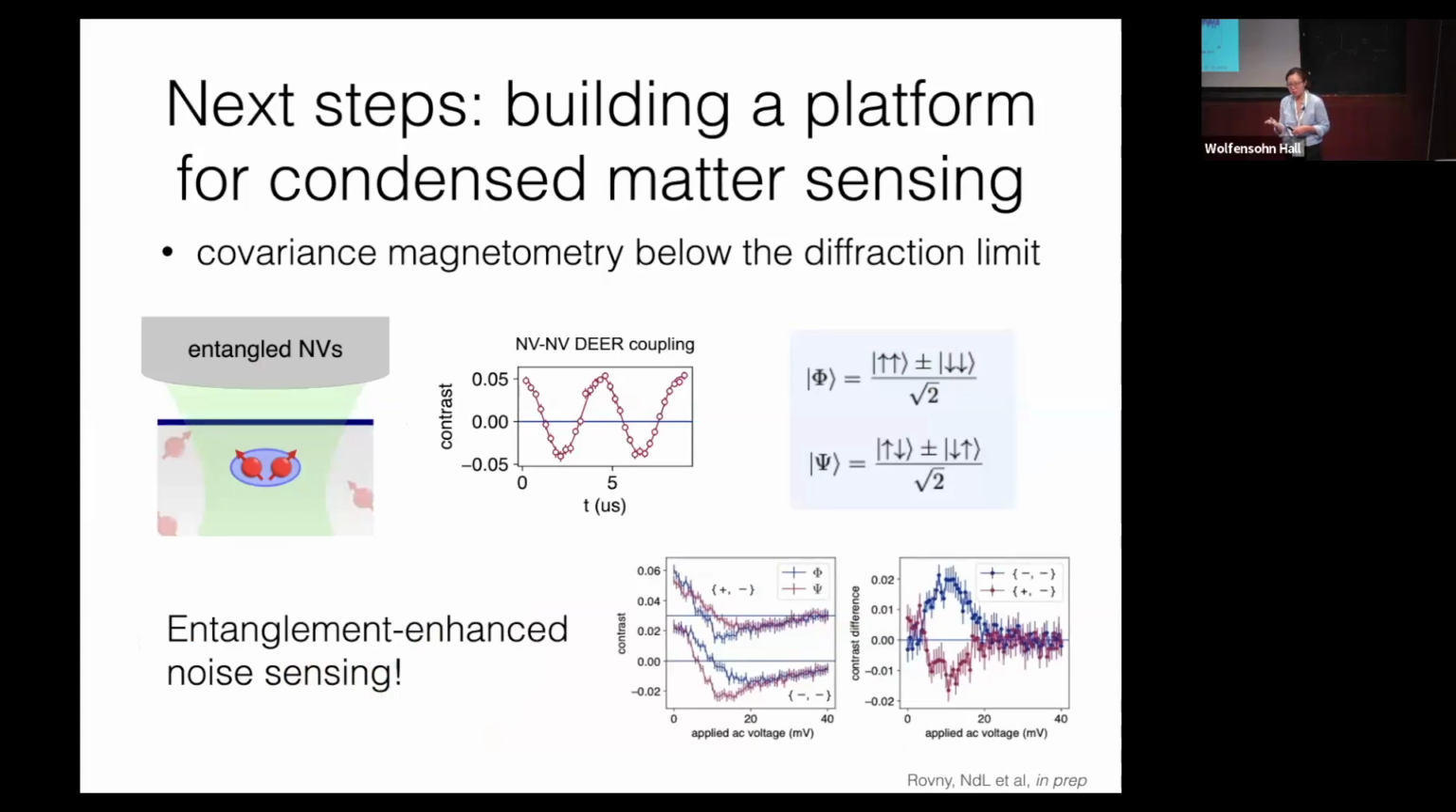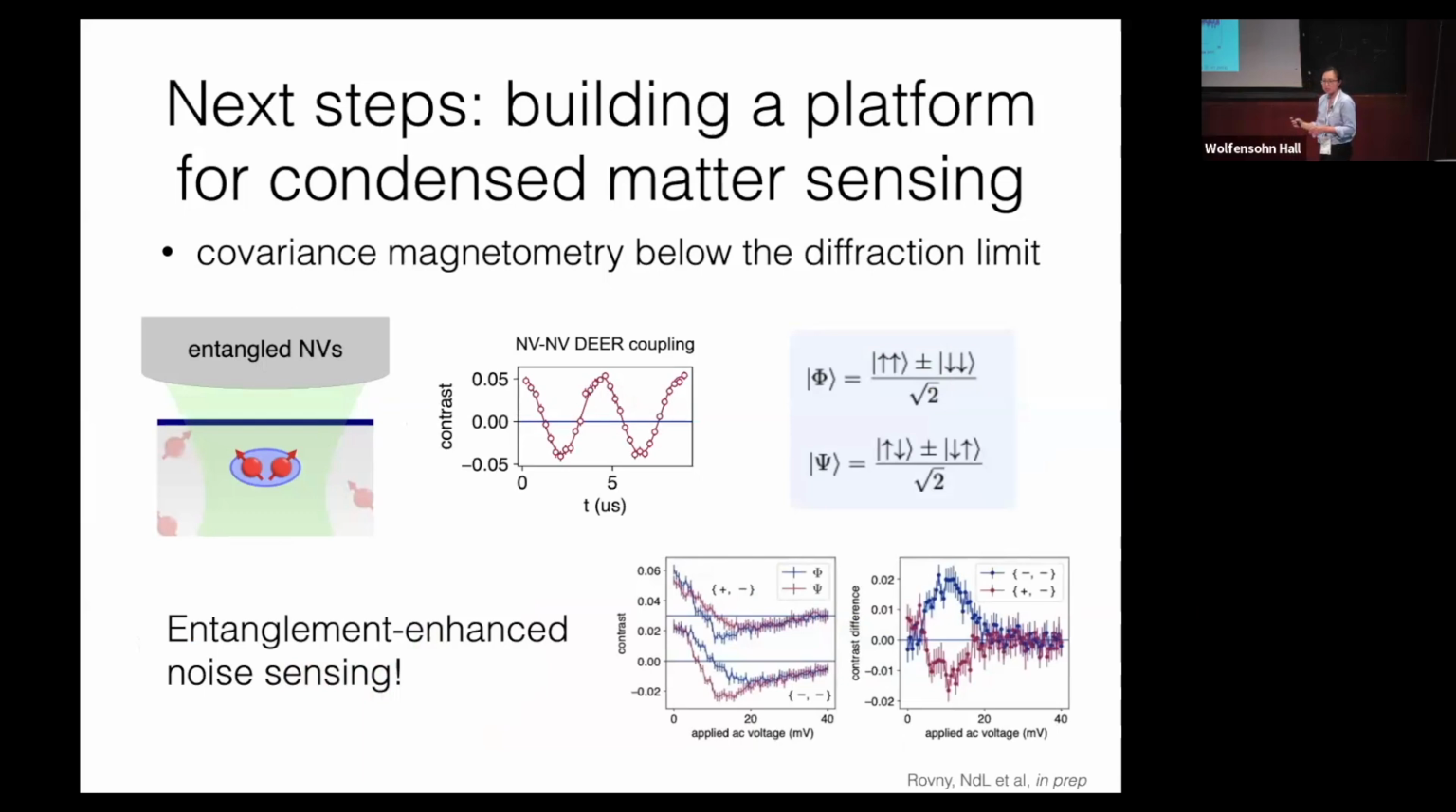So I can entangle the two NV centers and then use their Bell pairs as another basis for sensing. So this is now two NV centers that are like 10 nanometers apart from each other. So they have, I don't know, 150 kilohertz dipolar coupling. I can see this NV DEER coupling very nicely.